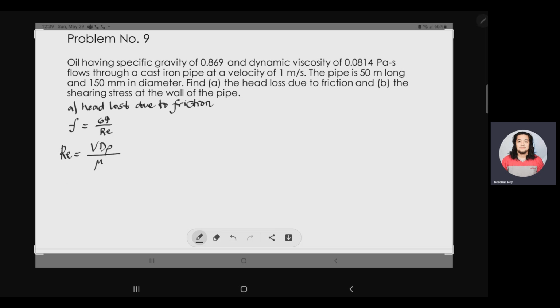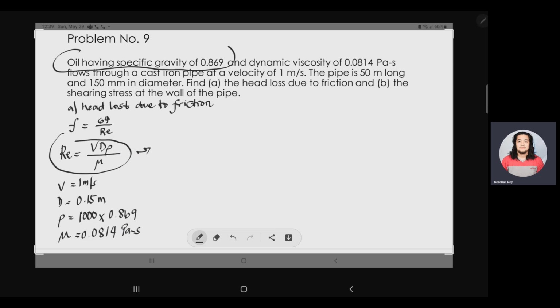Okay? So, ipang-input na natin yung mga values na given. So, meron tayong velocity na 1 meter per second. Meron tayong diameter ng pipe which is 0.15, kasi 150 mm, so in terms of meters, 0.15. Next, yung ating density of fluid. Since this is oil, meron siyang specific gravity na 0.869, so yung density is 1,000 times specific gravity na 0.869. And then yung ating dynamic viscosity na 0.0814 Pascal second.